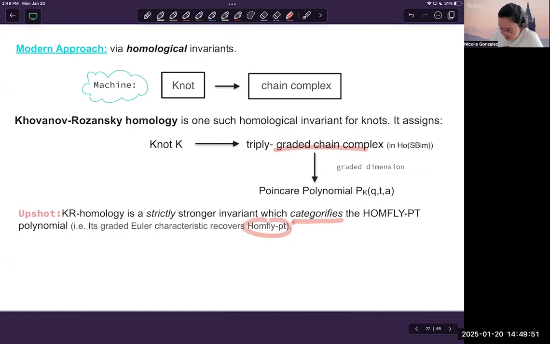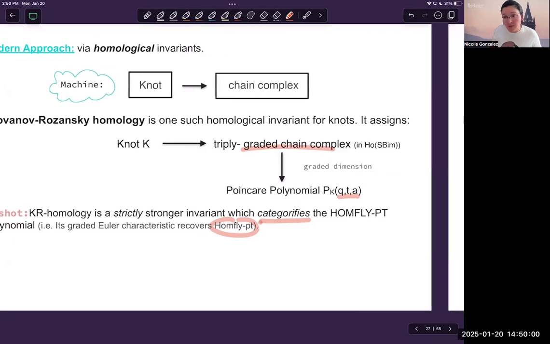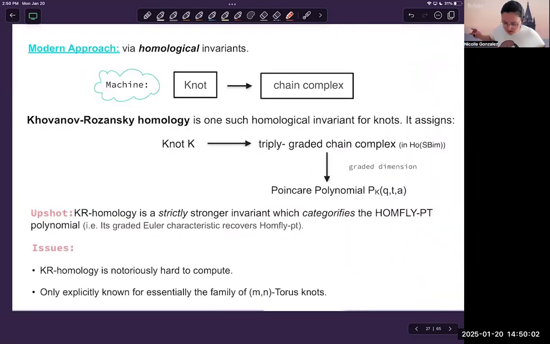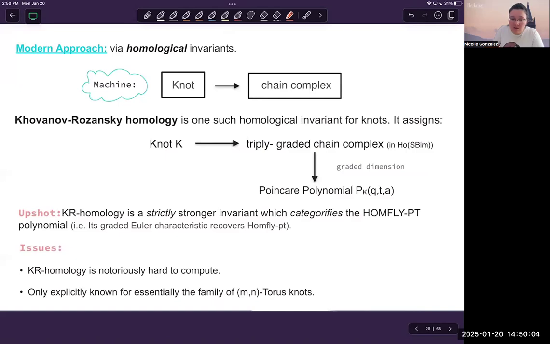And that can just be seen by the fact that you end up with a polynomial with 3 variables versus 2 variables. And that extra variable has more info. That's it. So that's the upshot. What's the problem? Well, as you can imagine, the issue with this is that it's a hard homology theory to compute. Just from the definition, right?